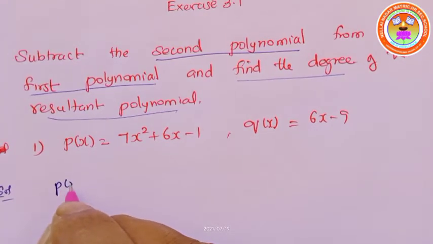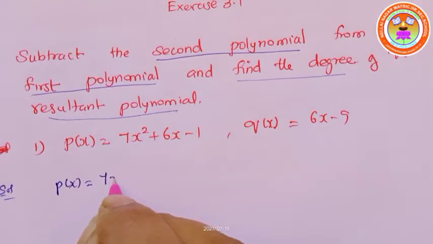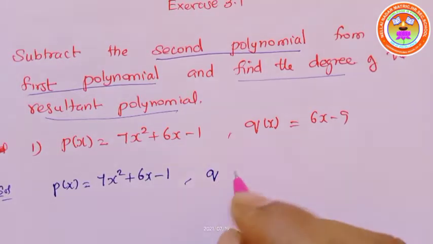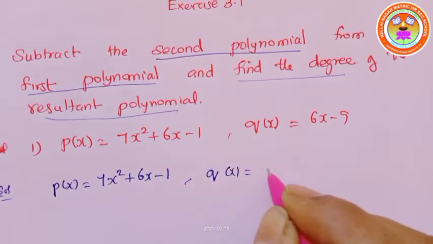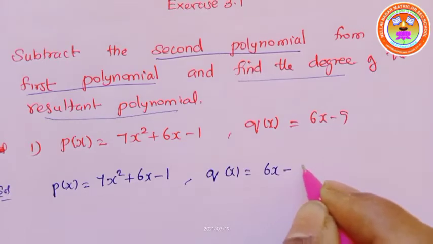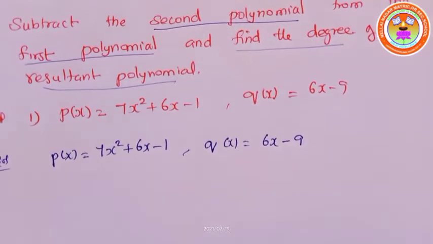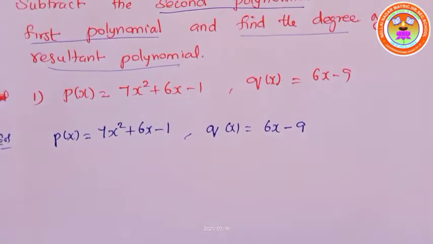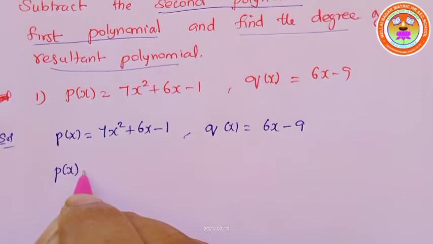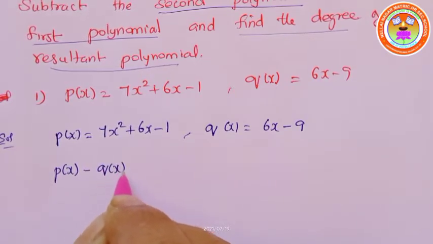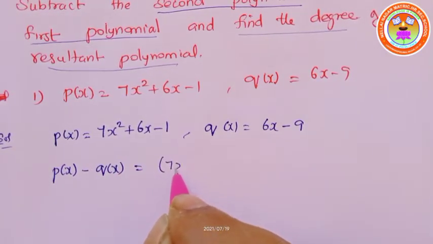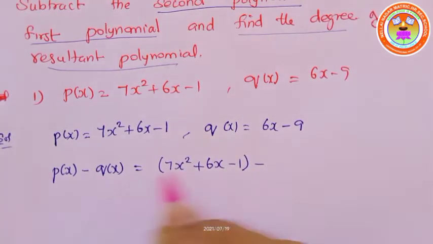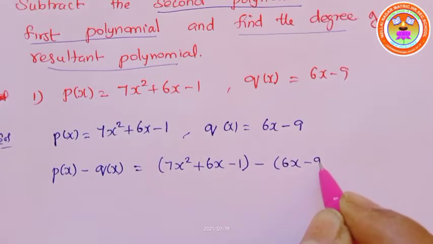P of x is equal to 7x squared plus 6x minus 1. And the second polynomial is q of x is equal to 6x minus 9. So you are going to subtract the given polynomial. It's clear, students? P of x minus q of x. P of x is what, children? 7x squared plus 6x minus 1 minus q of x, which is 6x minus 9.